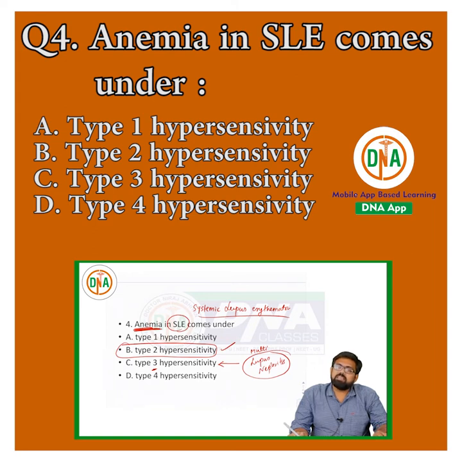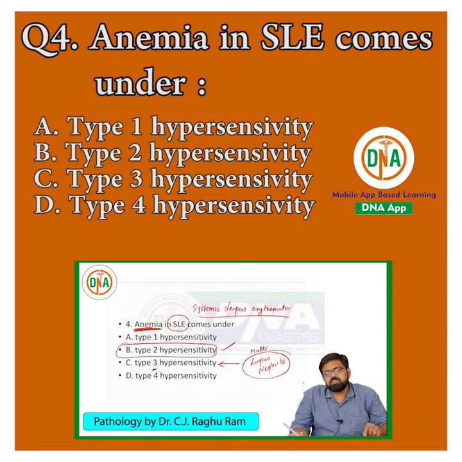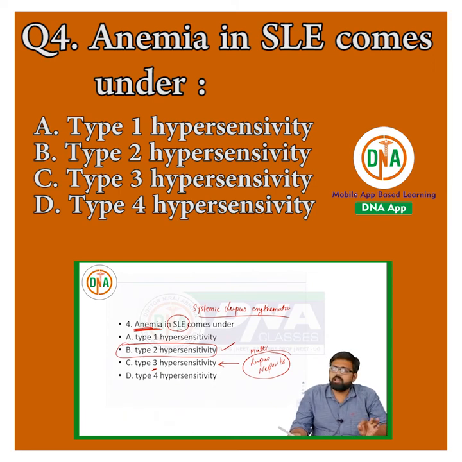And another simple logic is anything related to RBCs always comes under type 2 hypersensitivity, because in type 2 hypersensitivity, the antigen will be fixed on the surface of the cell or tissue. In type 3 hypersensitivity reaction, antigen is free, antibody is free, both will deposit and cause immune destruction. Is it clear? What is the difference between type 2 and type 3? In type 2, antigen is fixed; in type 3, antigen and antibody both are freely circulating in the body and get deposited and cause immune destruction. So anemia in SLE is a type 2 hypersensitivity. Only the systemic manifestations of SLE come under type 3 hypersensitivity.